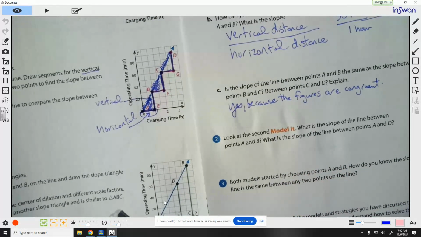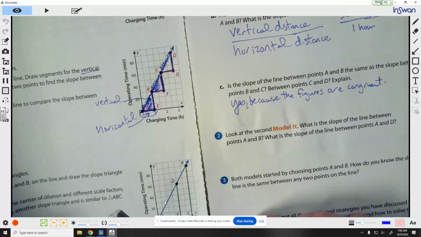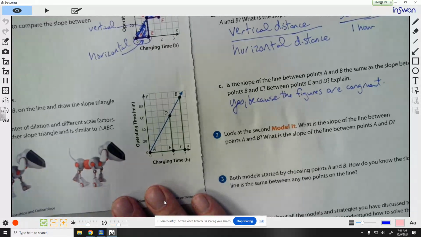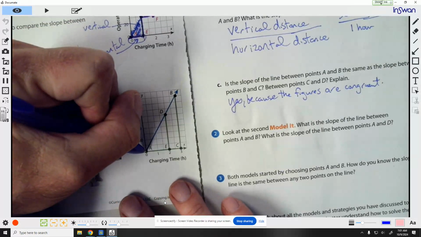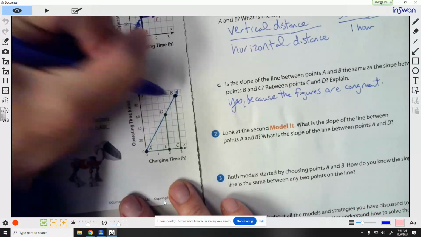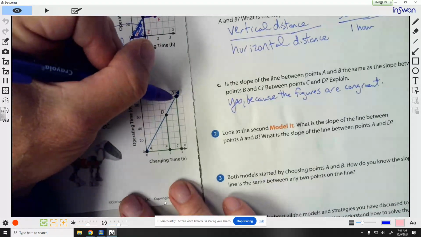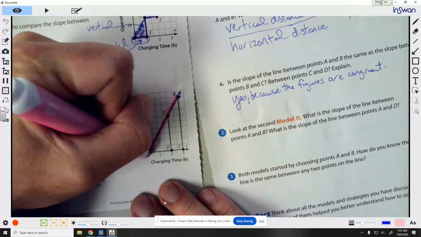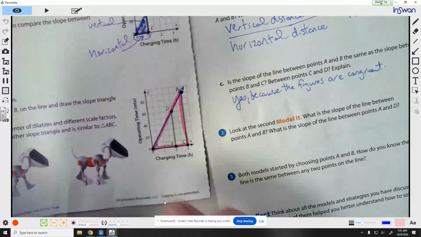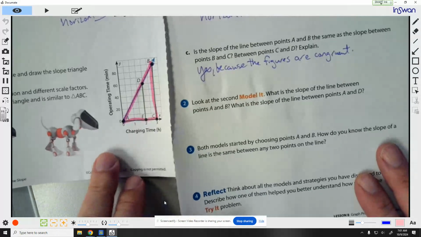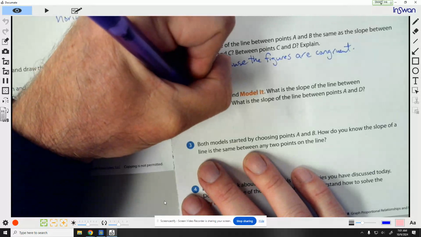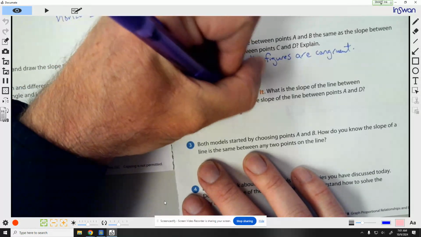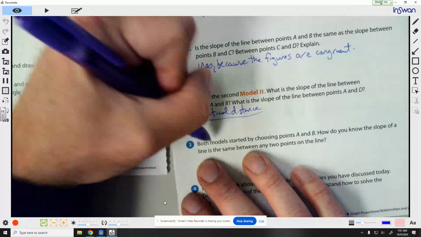Okay, number 2, look at the second model. What is the slope of the line between points A and B, and then between A and D? So down here at this one that we initially skipped, they want to know, first off, what's the slope between the points A and all the way up to B? Okay, and then we're going to treat this the same way. So this is my large triangle I'm making right here. All right, so we want to do the same thing, our vertical distance over the horizontal distance.